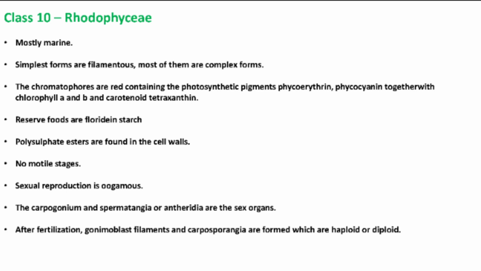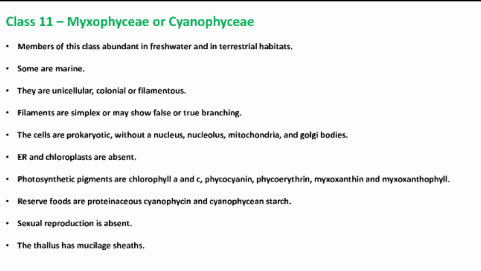No motile stages. Sexual reproduction is oogamous. The carpogonium and spermatia or antheridia are the sex organs. After fertilization, gonimoblast filaments and carposporangia are formed, which are haploid or diploid.